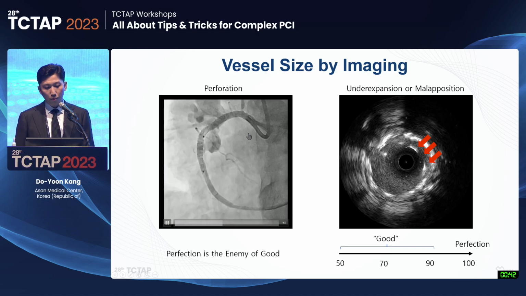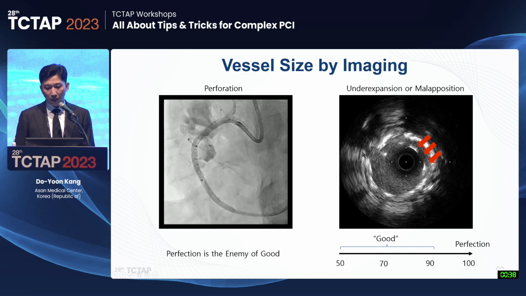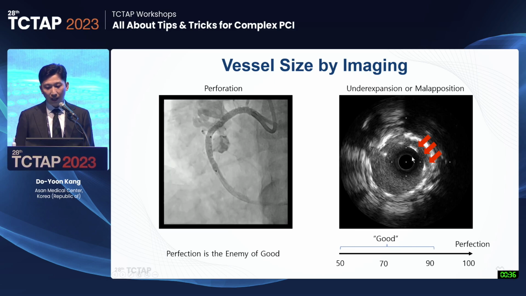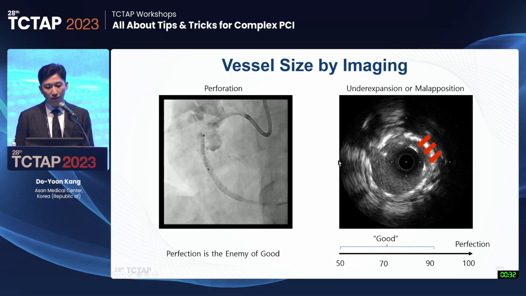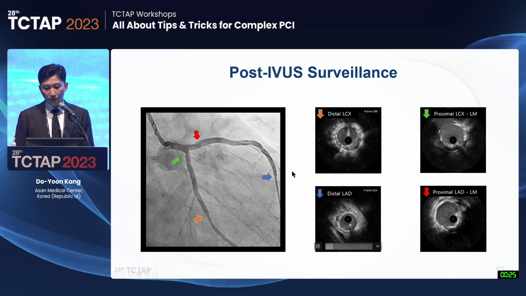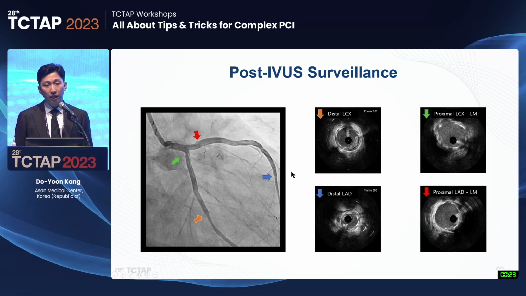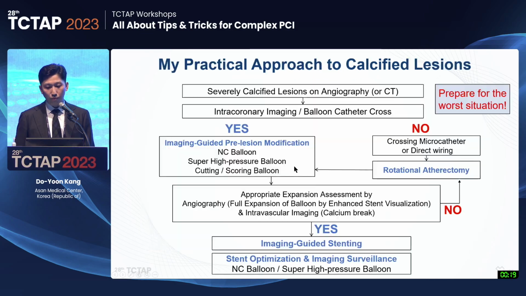Perfection is the enemy of good in severely calcified disease. Underexpansion or malapposition can happen, but I think good would be better in this situation. After PCI, post-IVUS surveillance is crucial, to make corrections if there is underexpansion or edge-related problems.